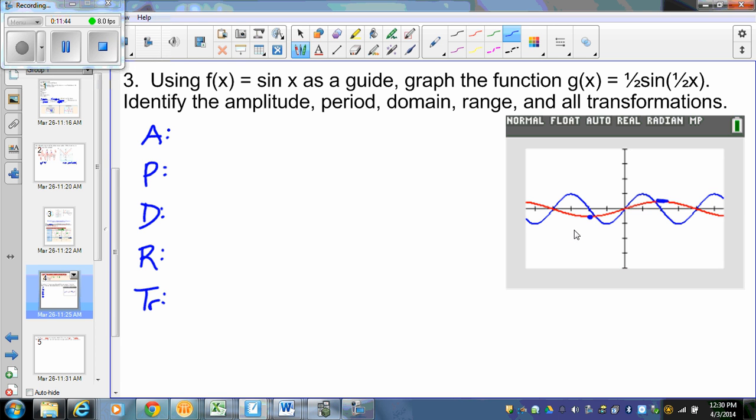So that amplitude now, rather than being an amplitude of 1, it is an amplitude of 1/2, which you can tell by looking back at the beginning of the function. You see what's multiplied right there? That's my new amplitude, 1/2.